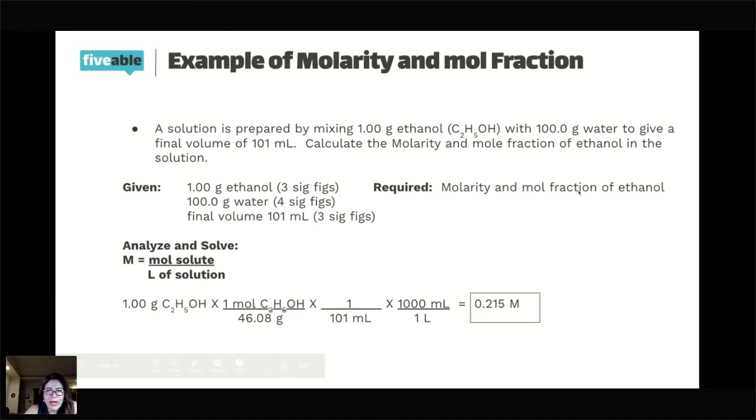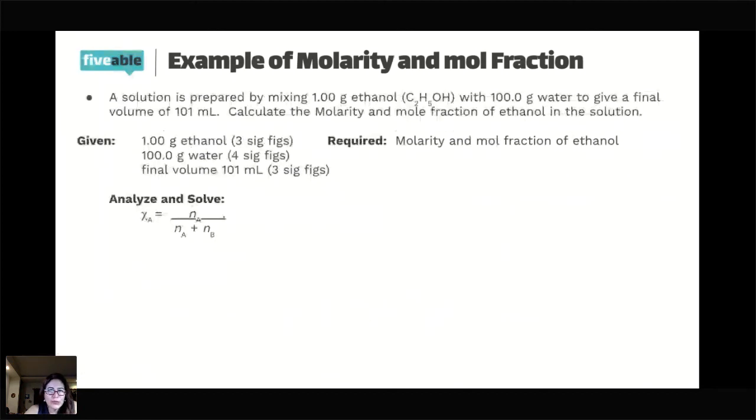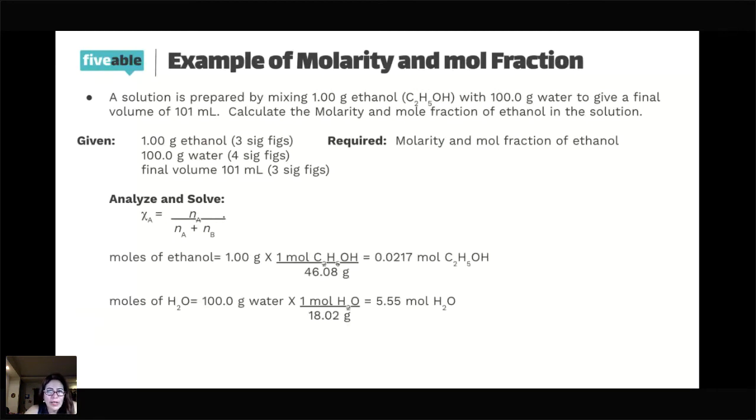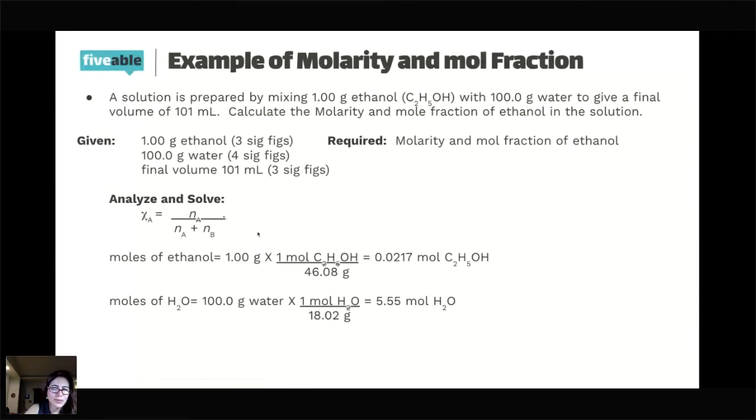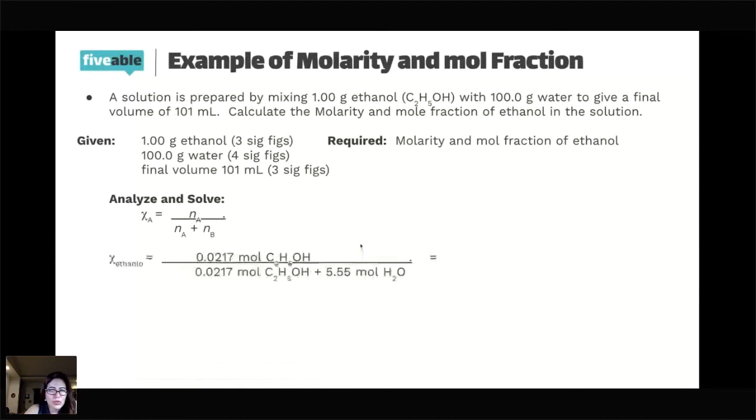So for the mole fraction, we are going to use this formula, and now we need to get moles of the ethanol over moles of the ethanol plus the water. So again, we use the grams of the ethanol and the molar mass to change to moles, and then we use the 100 grams of water and the molar mass of water to get the moles of water. And then we just place it in the fraction to get the mole fraction.